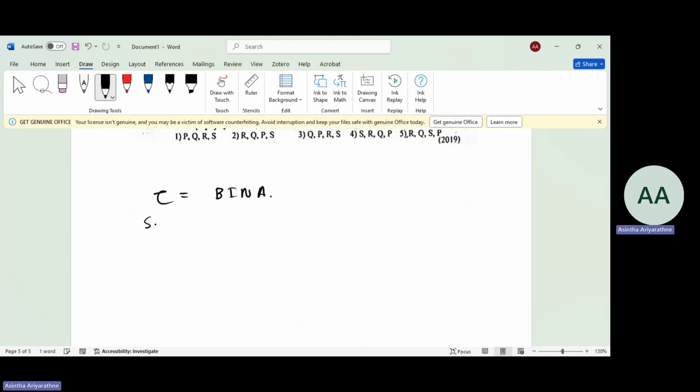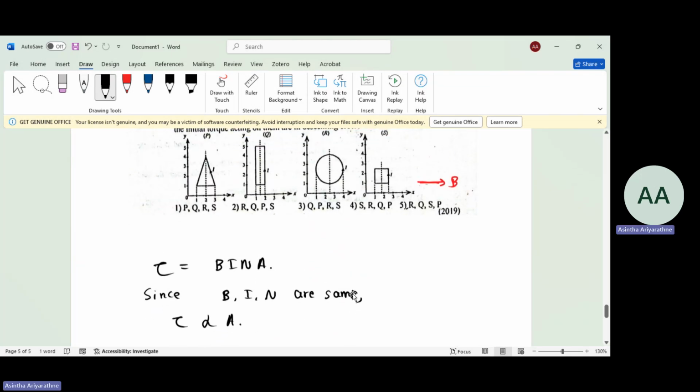Right? So since B, I, and N are the same, torque is proportional to area. So the highest initial torque would be experienced by the loop having the highest area. Right? So we have to find the area here. Here the area is half into 2 into 3, which is 3.